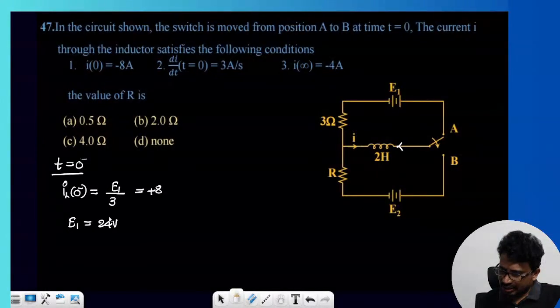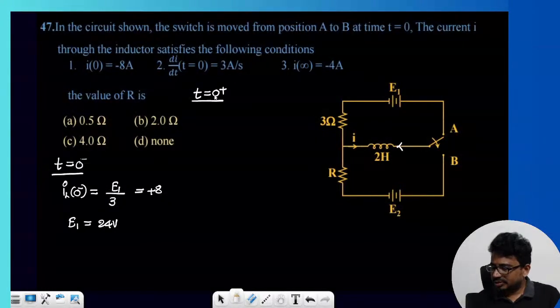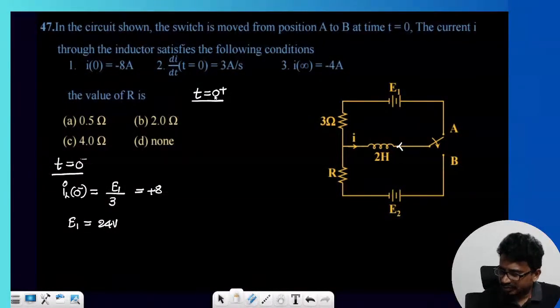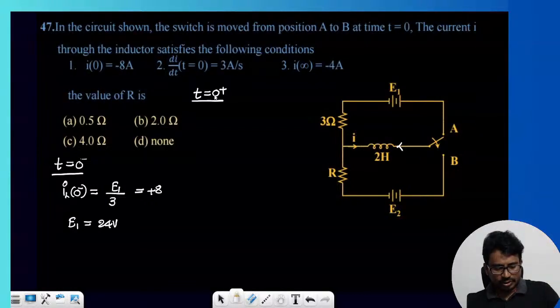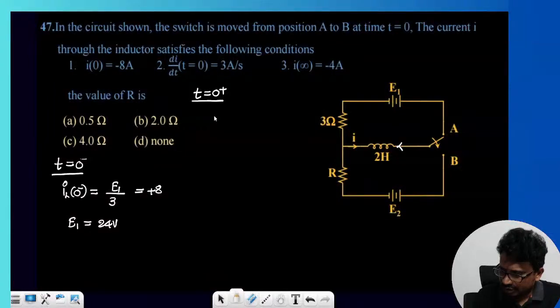Right. Next. Now at t is equal to 0 plus. Now tell me, at t equal to 0 plus, see the scenario, it will be in transient state. So in transient state, in this case it is at position B now. And you can see here the inductor, which will behave like what, you tell me, in transient state. We can redraw the circuit here, that is the inductor is open circuit now with the initial current.